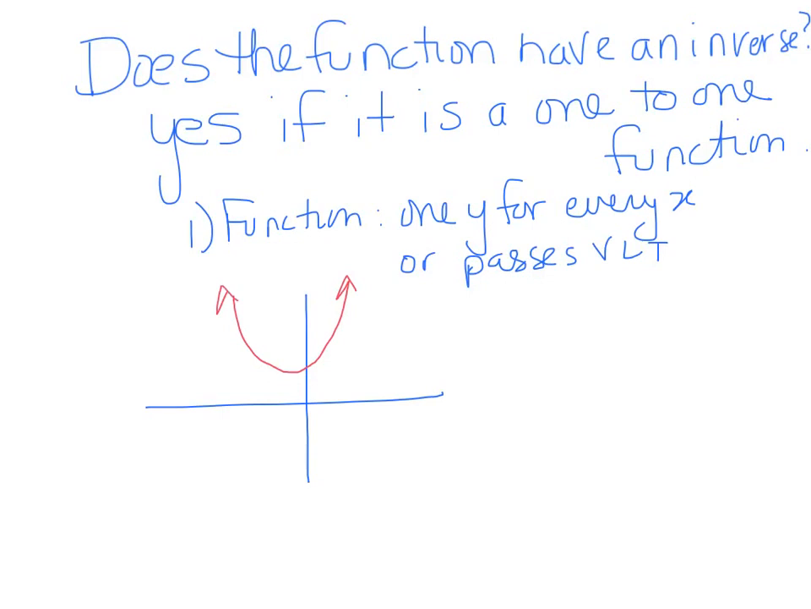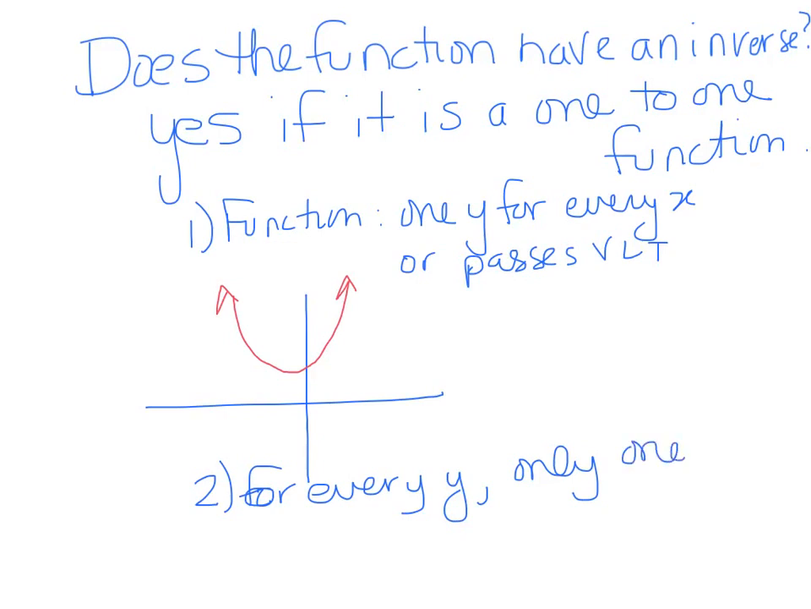Does that pass the vertical line test? Yes. So therefore this parabola represents a function. So that's part of it, okay? But the second part of being one-to-one is, let's put it this way, for every y, there's only one x. And then graphically we would do that with what's called a horizontal line test.